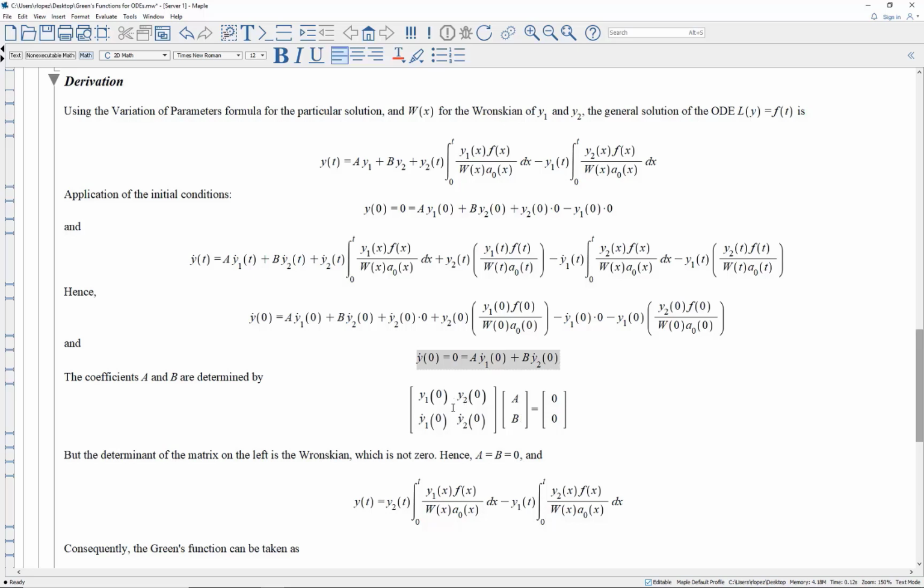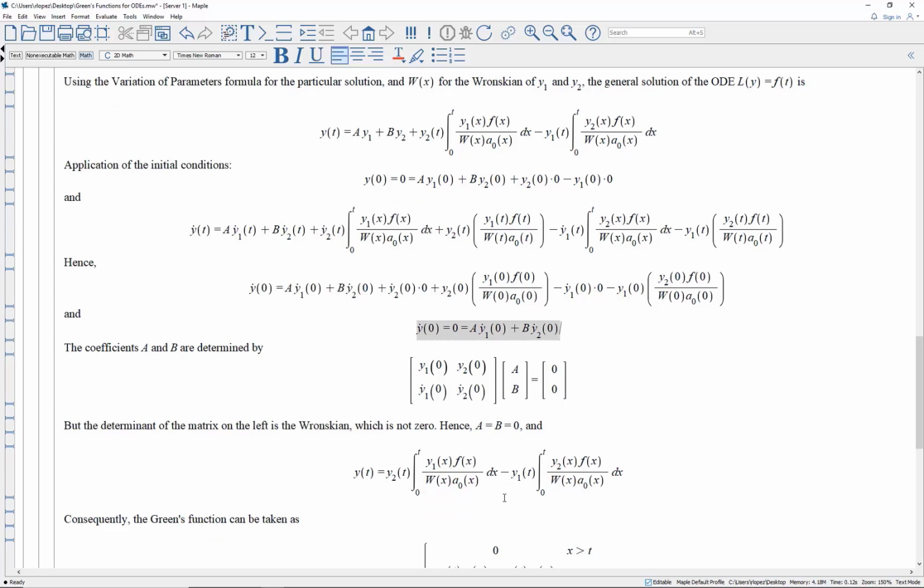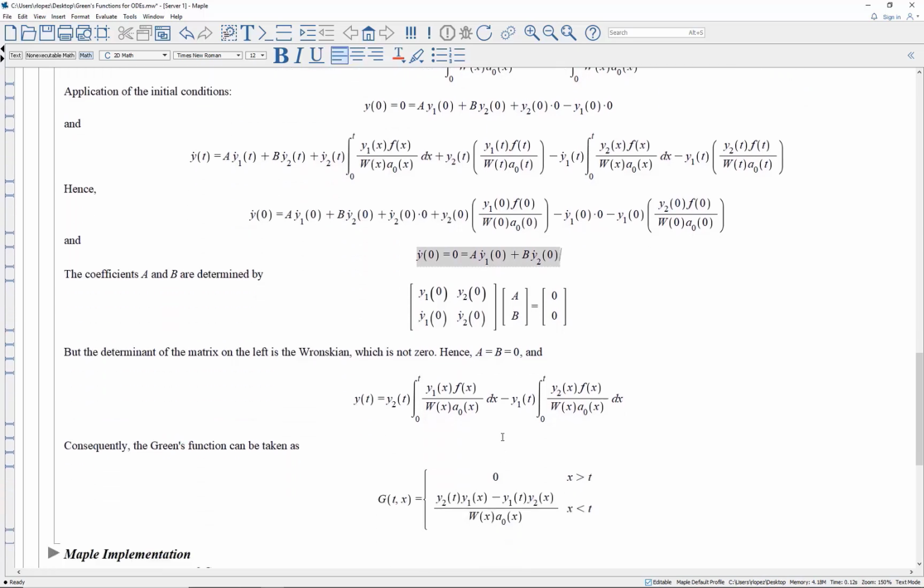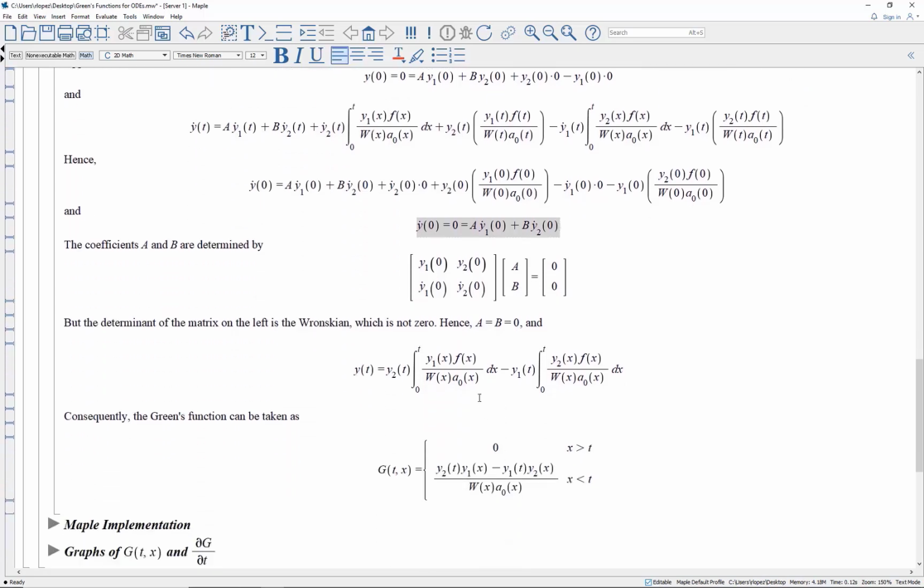The Wronskian can't be 0, because then you don't have a fundamental set. So A and B have to be 0. Consequently, this A and this B are 0. And all that's left of the general solution is this piece. And so I've written that piece here. And that's what gets massaged into the Green's function.